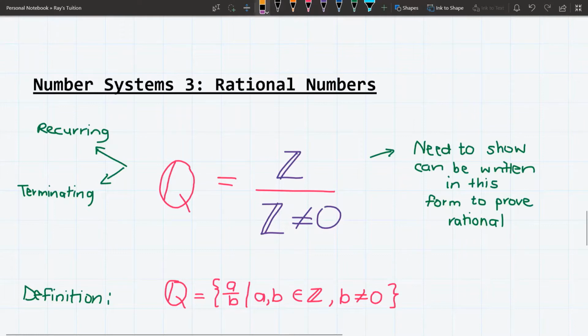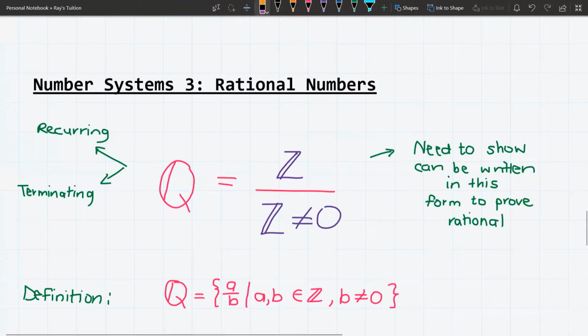A rational number is any number that can be written as an integer over another integer. Please be careful that the integer and the denominator must not be equal to 0, because then we have something that is undefined.